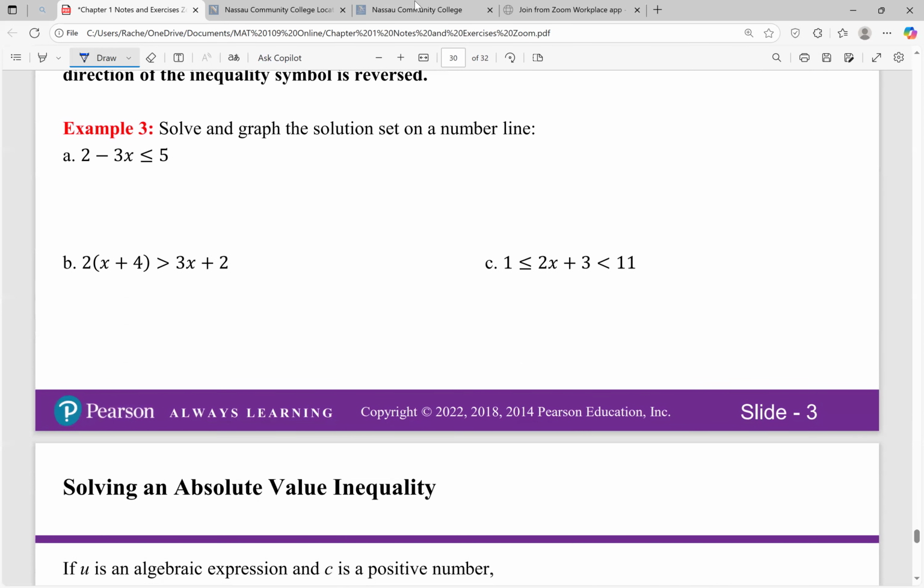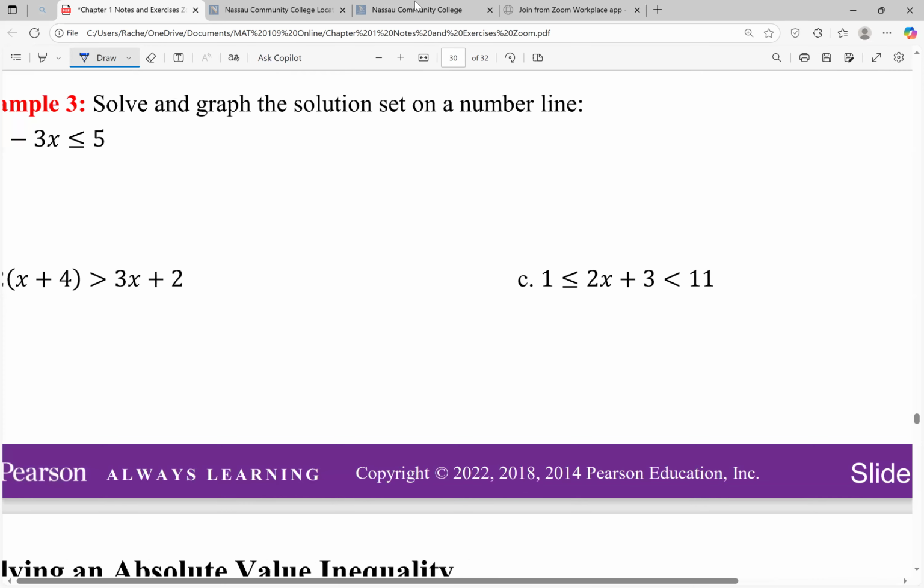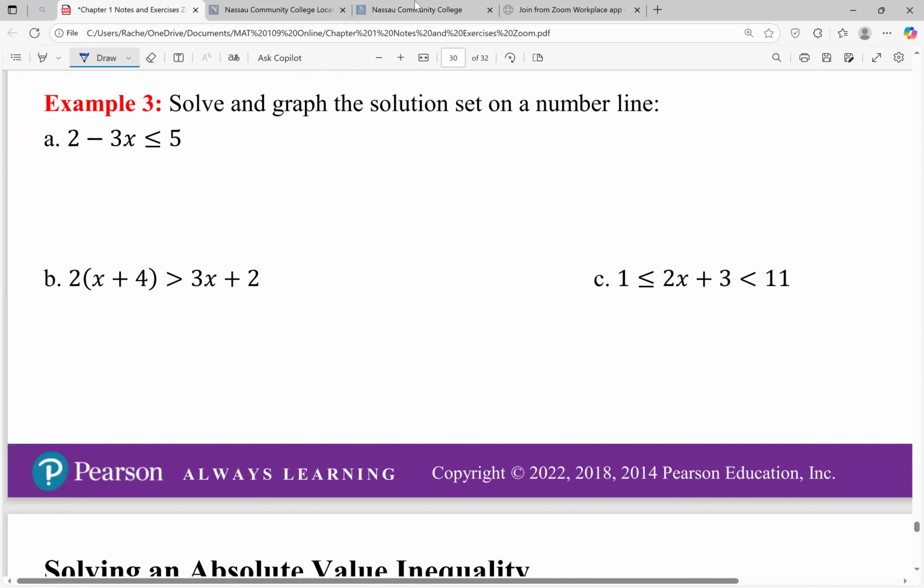So let's practice. Let's look at example 3. So A, we have 2 minus 3x is less than or equal to 5. So same steps as if we were solving an equation. Isolate the variable term. So the first thing I'm going to do is subtract 2 from both sides. So I'm going to get negative 3x is less than or equal to 3.